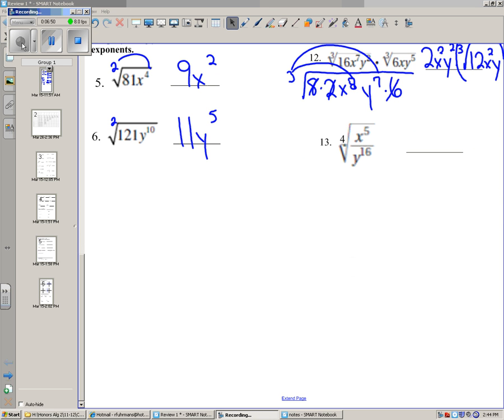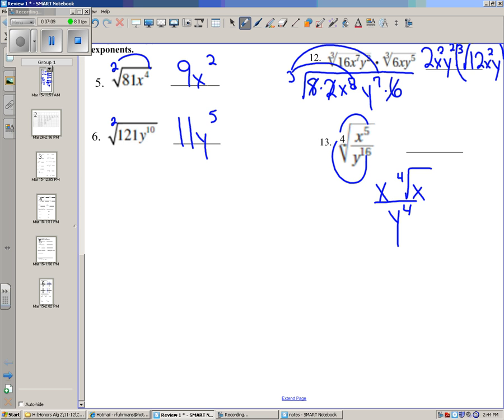All right, let's go to number 13. The first thing I notice on 13 is the y to the 16th. If I simplify, I have no need to rationalize. So 4 goes into the 16 4 times, no remainders. And then 4 goes into 5 once, so one of the x's could come out, but I'm still going to have an x left over in there. And this is the final answer for 13.